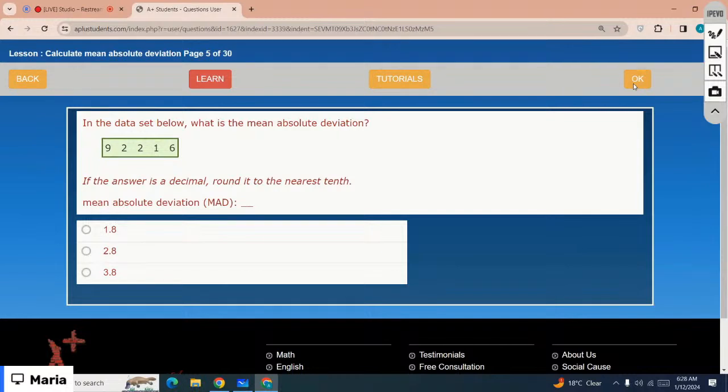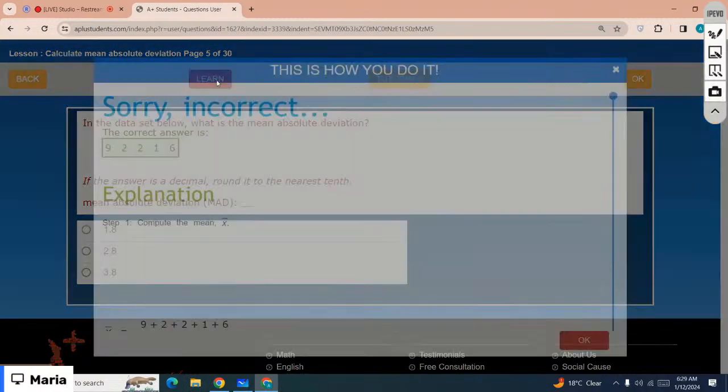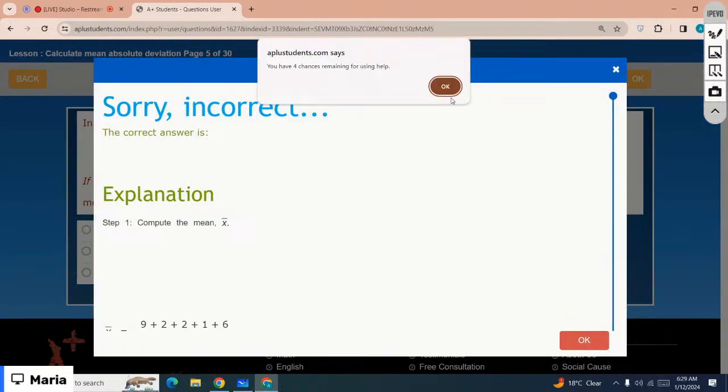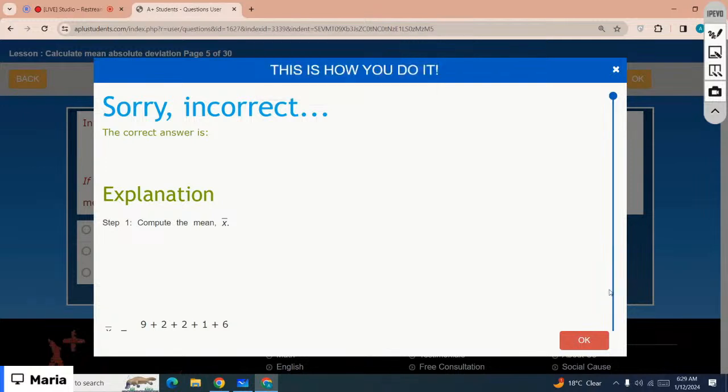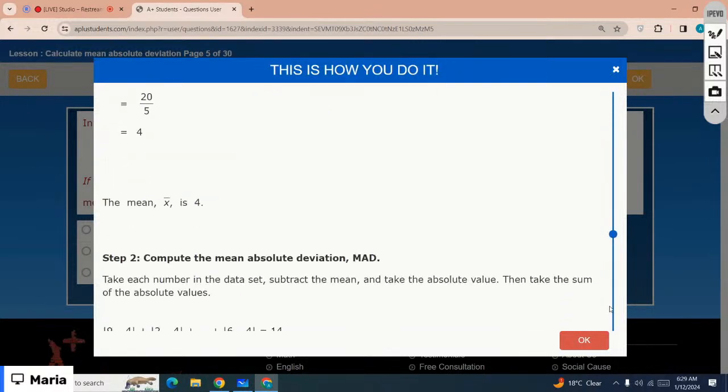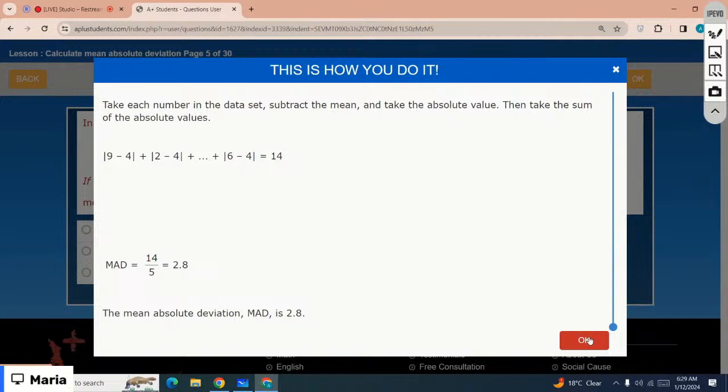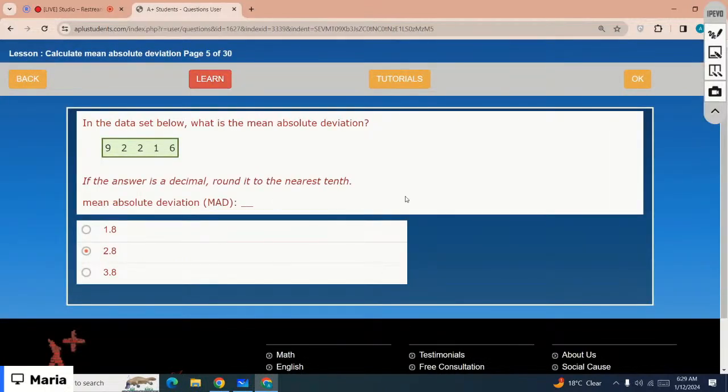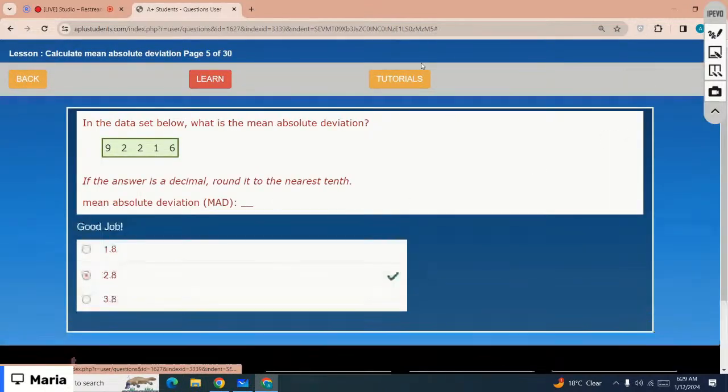Which is the correct option? I think no one is doing the calculations. No one is interested, it looks like. Okay, that is 2.8. The correct option is 2.8. Okay, you can complete the lesson by yourself later today. Let me just move on to the next lesson, right?